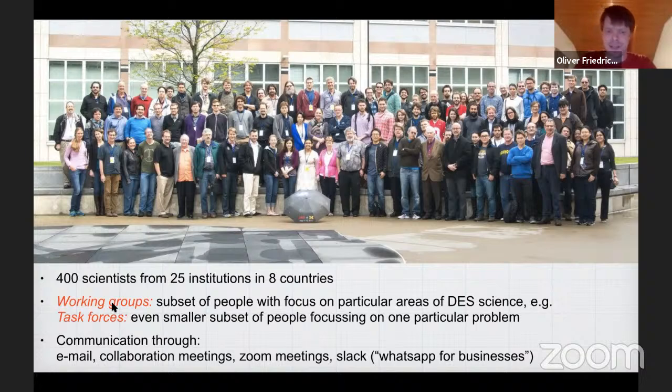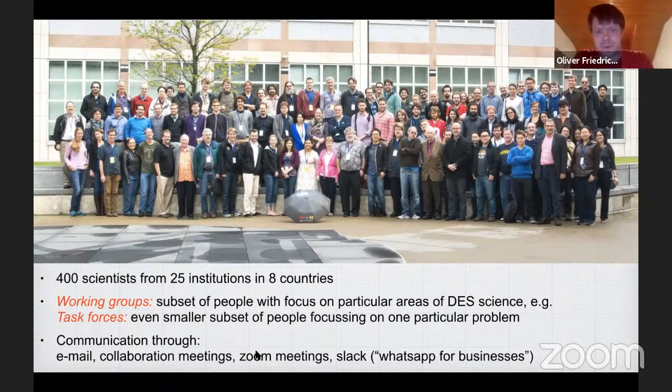And there's many different scientific working groups working at different aspects of the data on different scientific questions. Each working group would also put together task forces, which consist of even smaller groups of people focusing on particular problems and solving them. And communication for us is mainly via email. Sometimes these collaboration meetings, well, not anymore, to be honest, as you may have guessed. There's Zoom meetings, and lots of communication via Slack, which you can think of as WhatsApp for businesses.